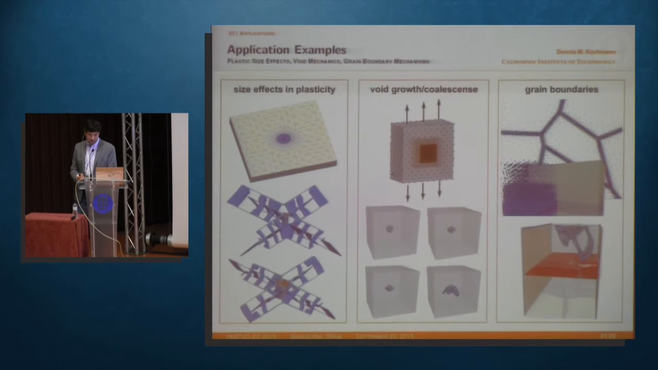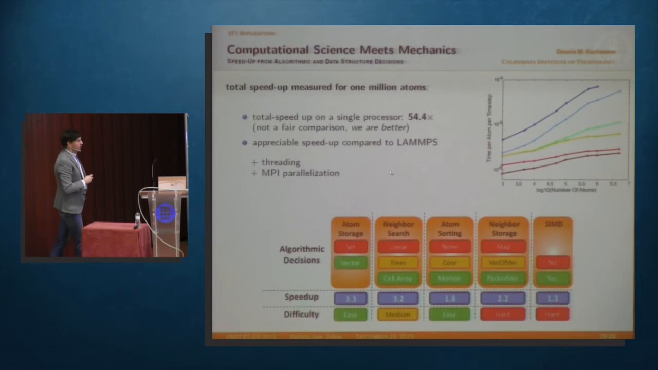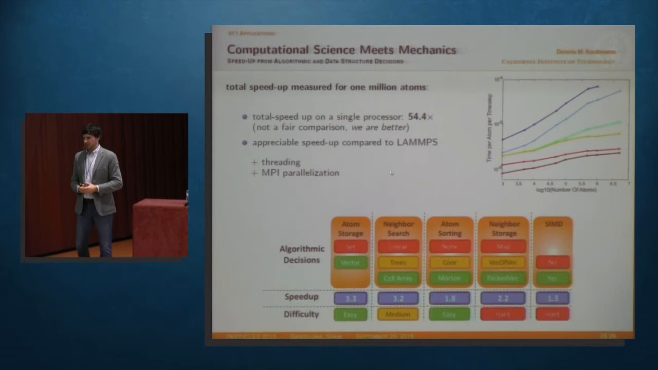Just one quick comment in response to Petros Koumoutsakos' talk as well. He made a very interesting point, which I'd like to stress here as well. And that is what we very often do in mechanics is we develop our favorite model. Then we go to our favorite computational scientist and we say, go make it fast. And what usually is the case at that point is it's too late already.